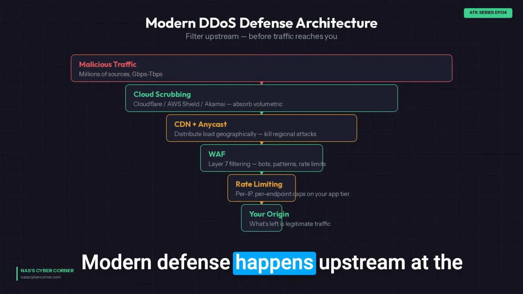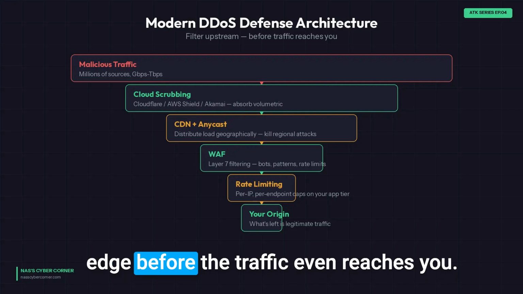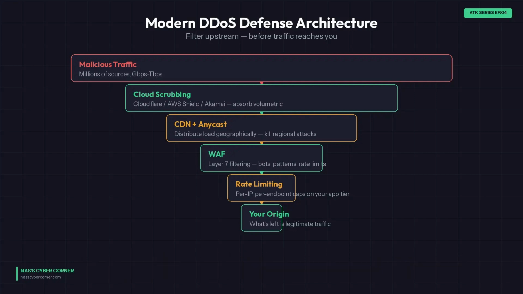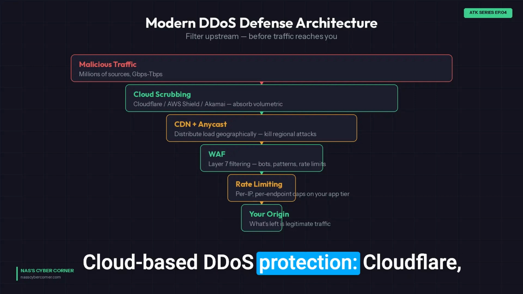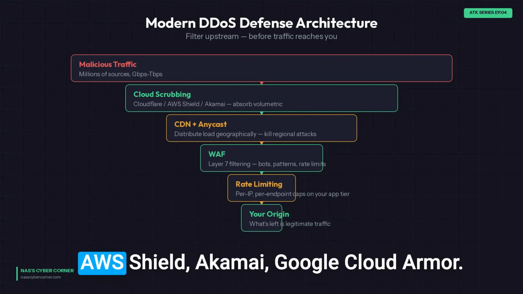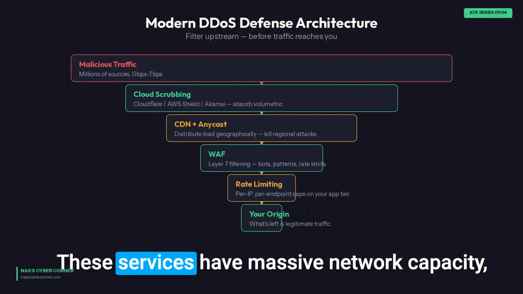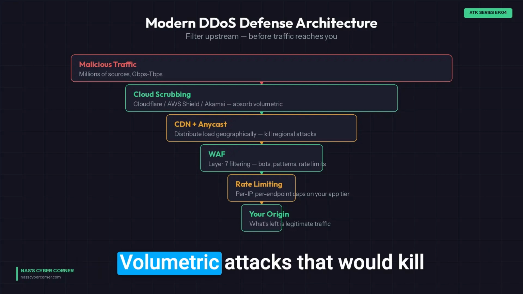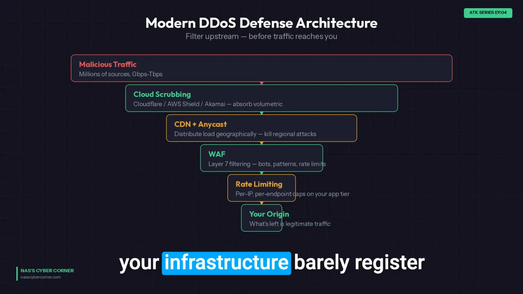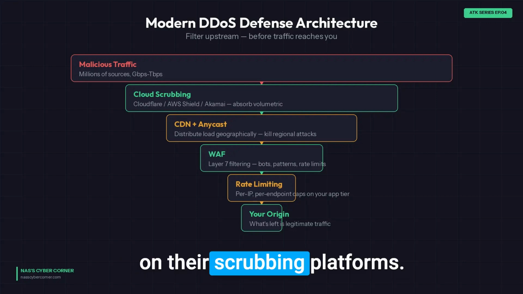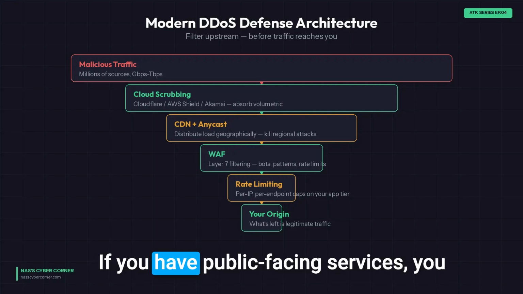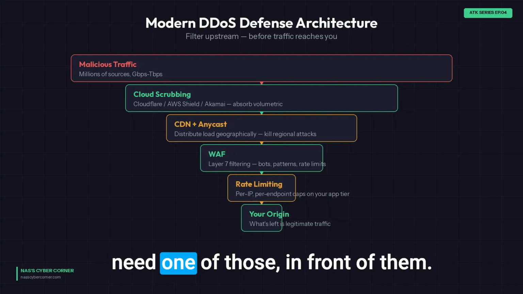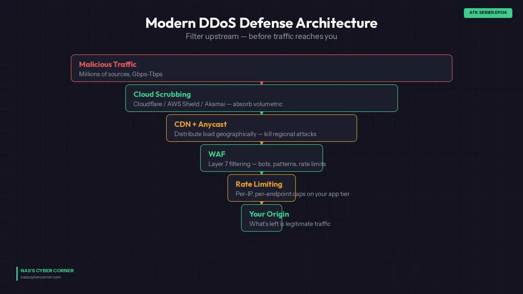Modern defense happens upstream, at the edge, before the traffic even reaches you. Cloud-based DDoS protection, Cloudflare, AWS Shield, Akamai, Google Cloud Armor. These services have massive network capacity, hundreds of terabits per second globally. Volumetric attacks that would kill your infrastructure barely register on their scrubbing platforms. If you have public-facing services, you need one of those in front of them.